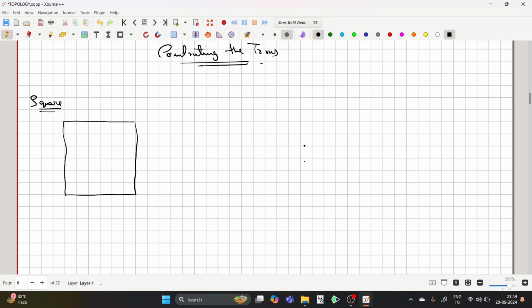So I start with a square, and what I do is basically I identify the vertical sides along the same orientation, and I identify the horizontal sides also along the same orientation. Okay. So this is the identification which I want to talk about. I think I have done this in the previous lecture. I don't exactly remember, but let's do it once more.